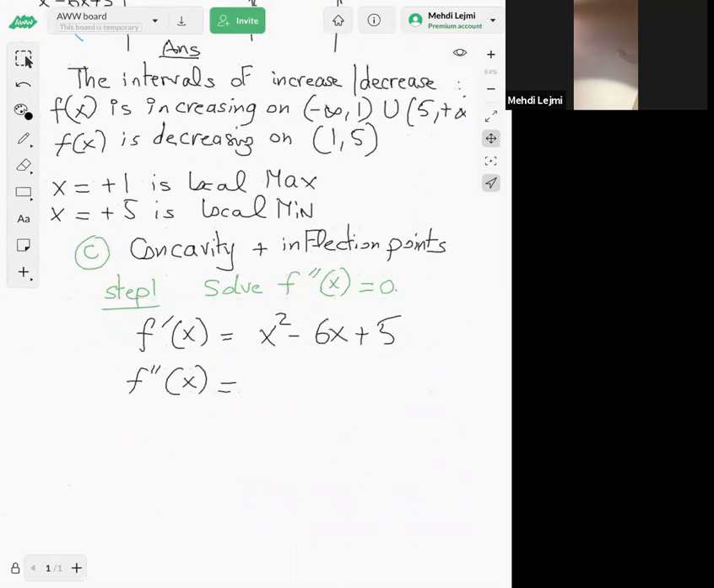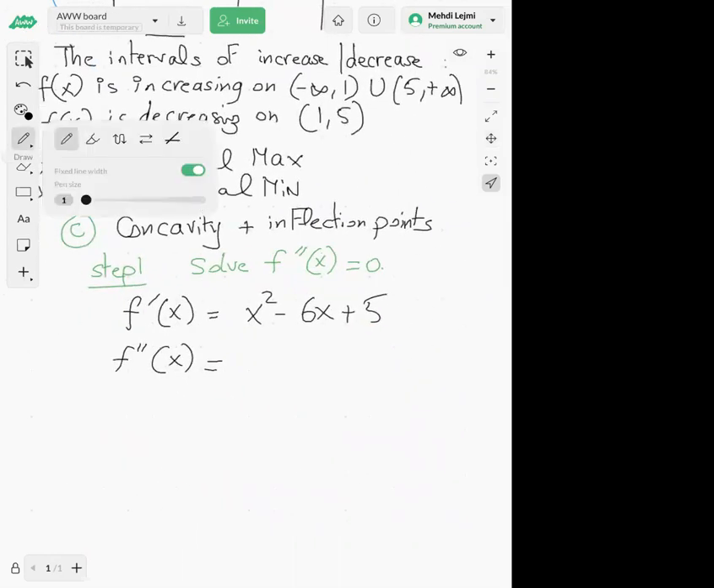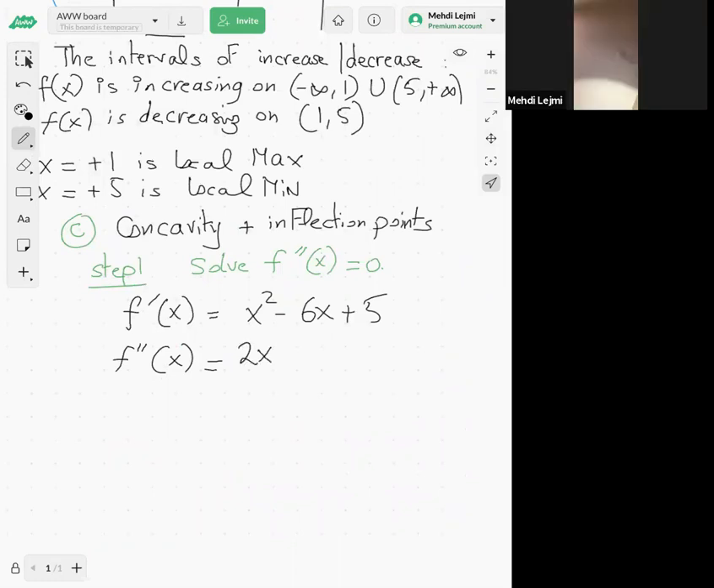Now, f second, guys. So this is the derivative of x squared, 2x, minus 6. I'm going to keep the 6. That's my constant times x. Derivative of x is 1. So it's 6 times 1. Plus, of course, the derivative of 5, which is a constant, 0. So f second is just 2x minus 6, right?